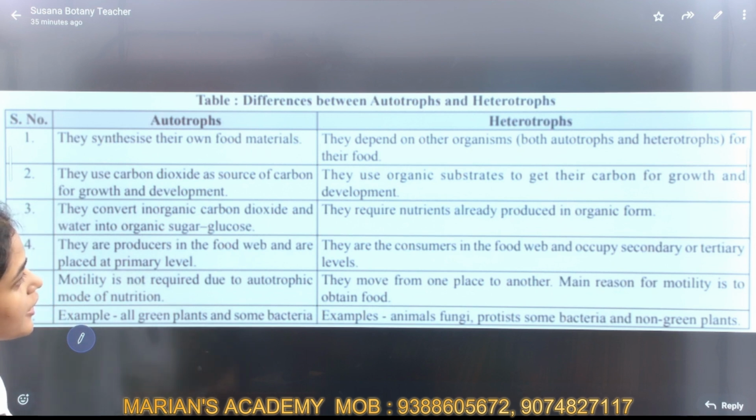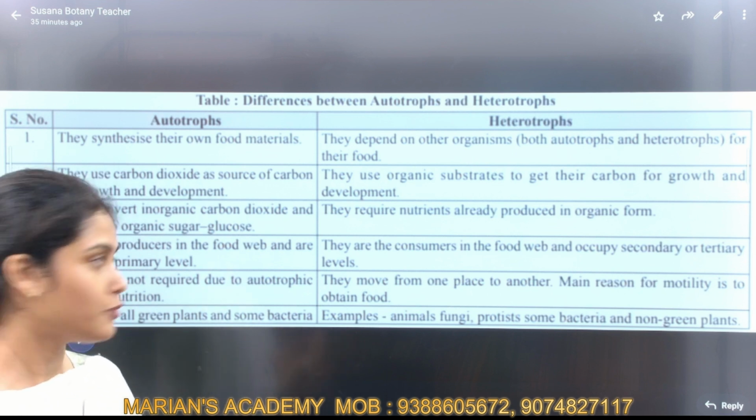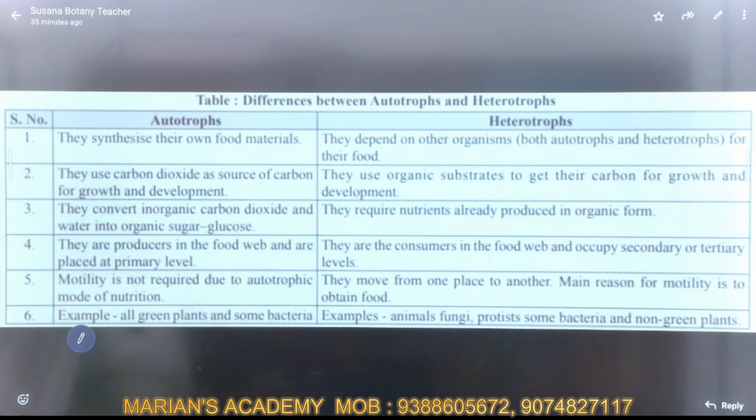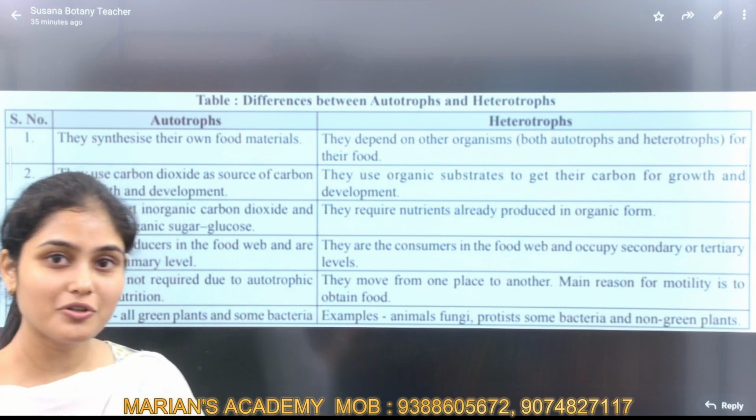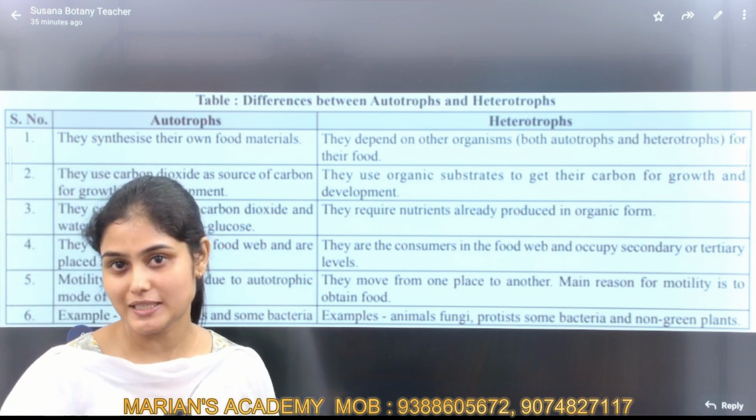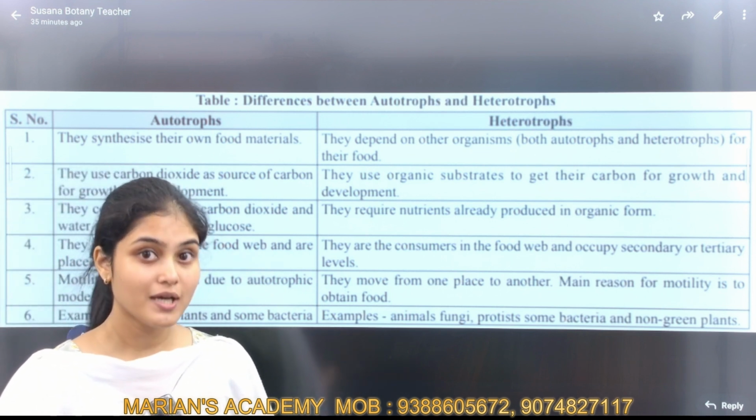Heterotrophs depend on other organisms, that is, both autotrophs and heterotrophs, for their food. From the sentence it is very clear, and I don't think you need more explanation. They synthesize their own food materials means what? What comes to your mind? Plants, right? We don't need to make any food for plants.